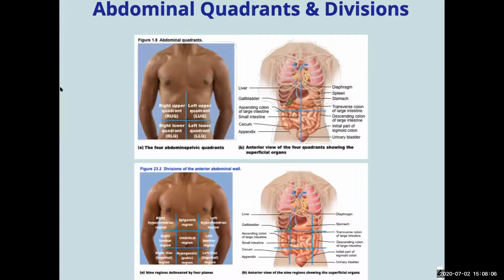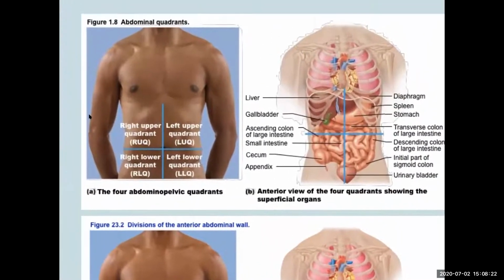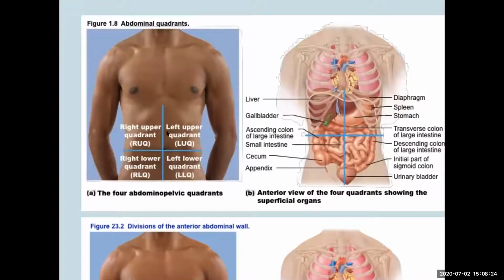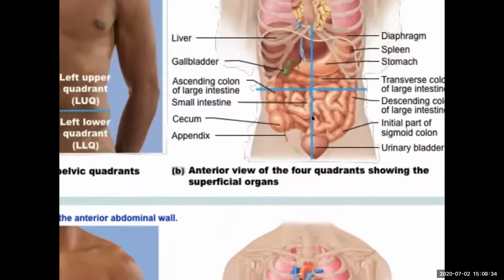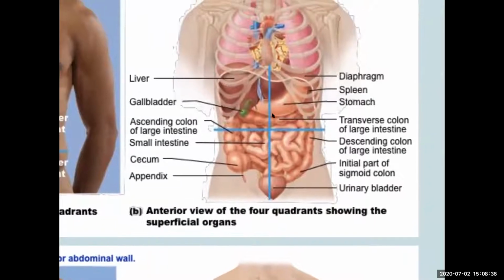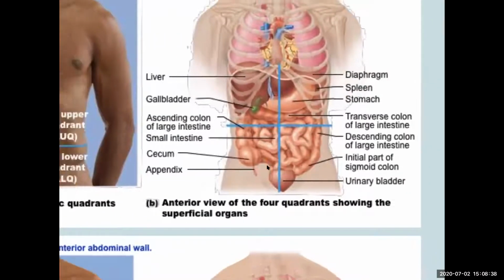You can divide your abdominal regions into quadrants or divisions. There are 4 quadrants, and then there are 9 divisions. When we take a look at the quadrants, you see that there's a right upper quadrant, RUQ, left upper quadrant, right lower quadrant, and left lower quadrant. And make note of which organs are located in which quadrant.